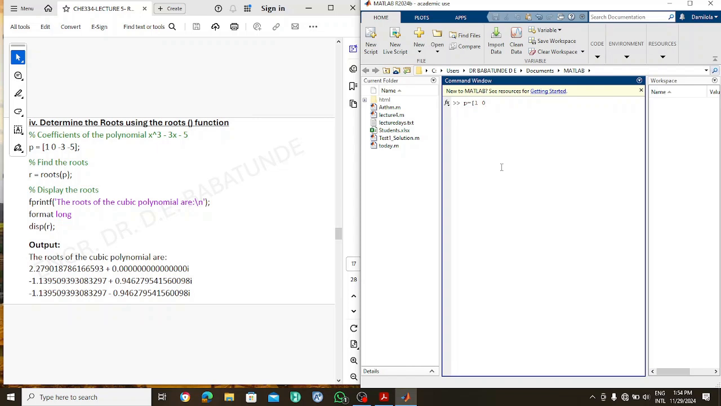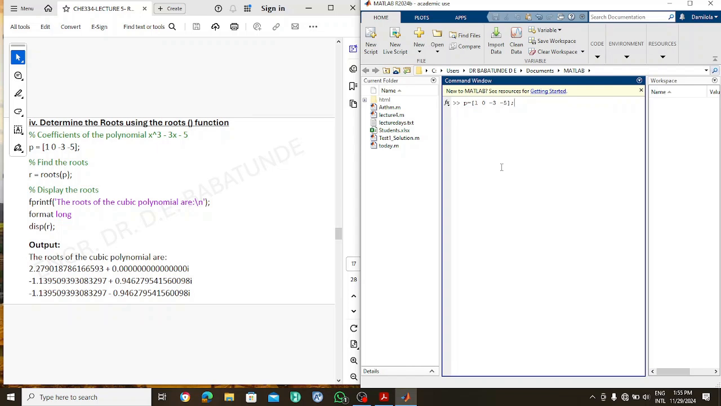1. X raised to power 1. So what's the coefficient? Minus 3. So what's the next order? 0. So what's the coefficient? Minus 5. So you have created the vector. So now you are good to go.